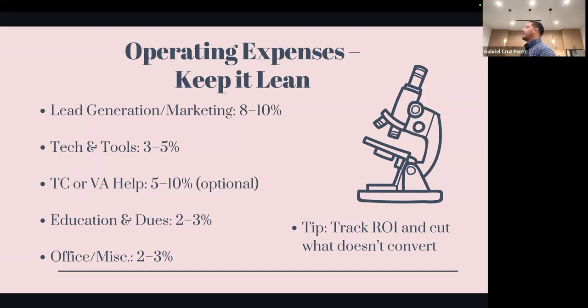TC or VA help. I would honestly consider this kind of a cost of sale, because your TC is only paid when you close your transaction, okay? So I would just get rid of that one, unless you did bring on a virtual assistant or you did have your own TC. Some people do that. You're allowed $5 to $10 for that.